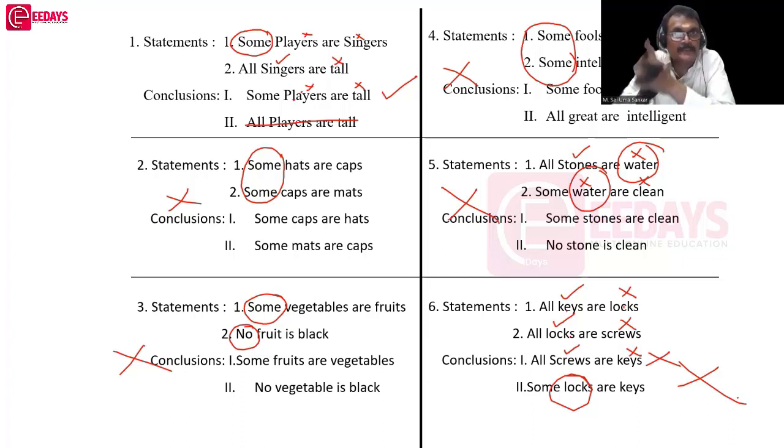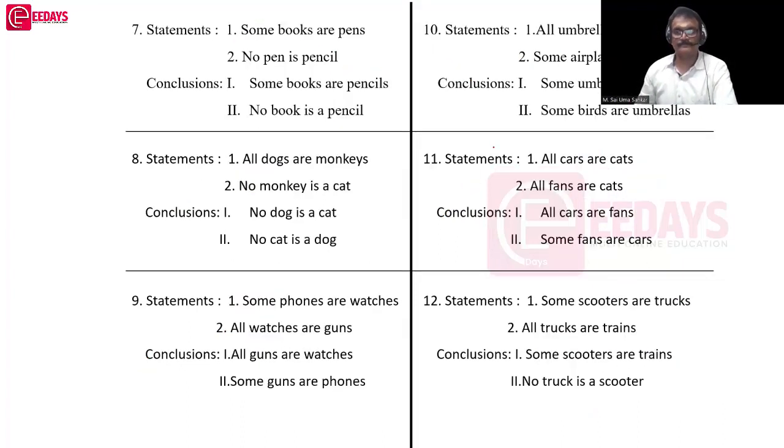I am checking only mediate inference, not immediate. In immediate inference, it would be valid. Okay. So, we are checking only mediate. So, the sixth conclusion does not satisfy the mediate inference.